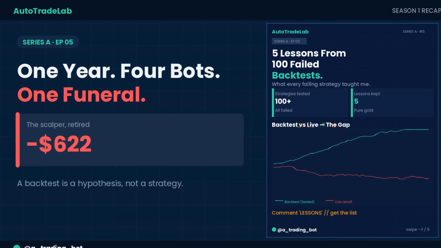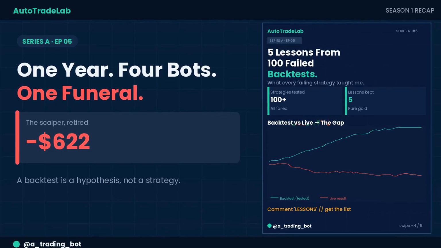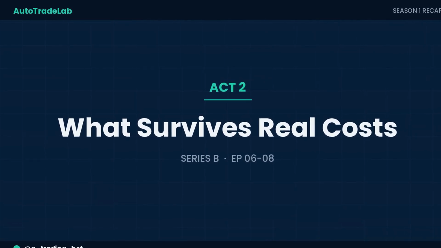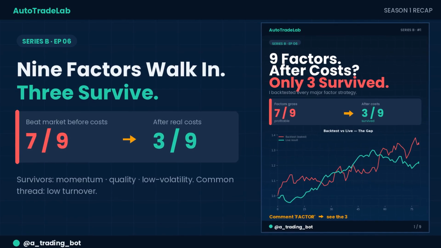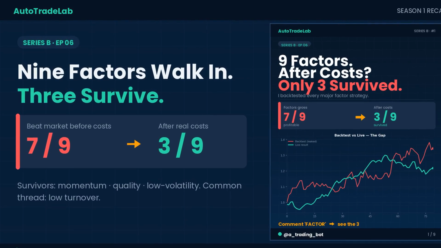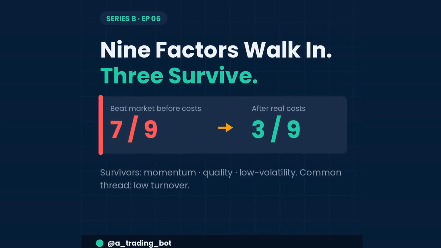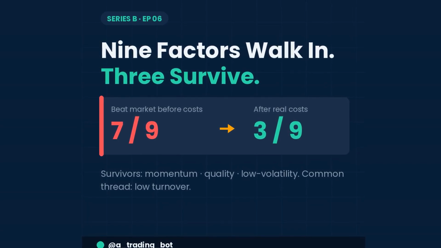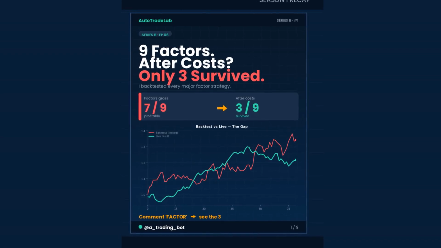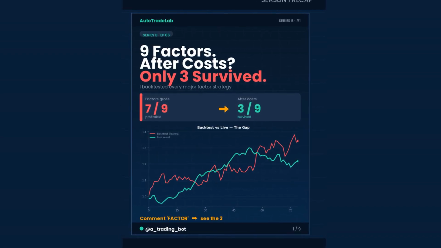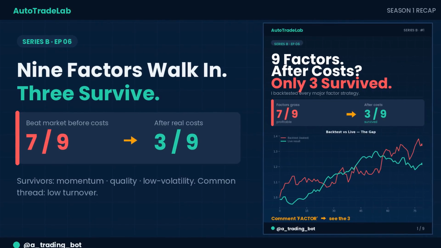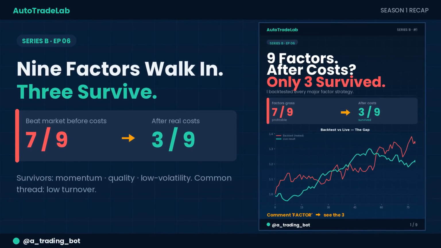Fine. If backtests are hypotheses, let's test the famous ones. Episode 6, I tested 9 well-known factor strategies. Before costs, 7 of the 9 beat the market. Then I applied realistic trading costs, and only 3 survived: momentum, quality, and low volatility. The common thread? Low turnover. The strategies that traded less kept more. My scalping bot, trading dozens of times a day, had been on the wrong end of that rule the entire time.